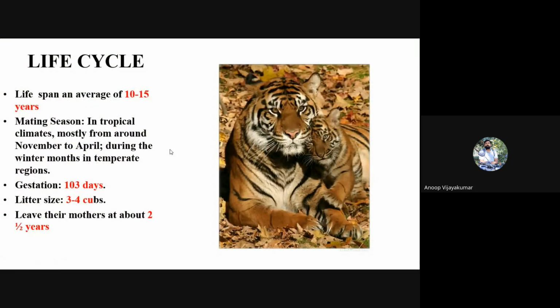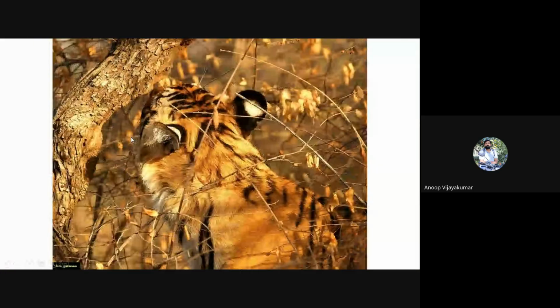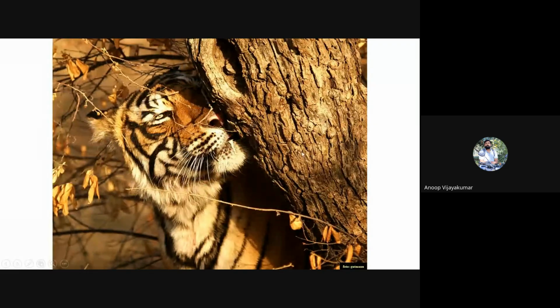I told you they have territory and they will not share it, especially male to male. There is a chance of conflict, and there will always be conflict if an overlap happens. Though they live solitary, they send their message properly in different formats, like scratch marks or territory marking. If another tiger comes to their territory, they know there is another individual there.